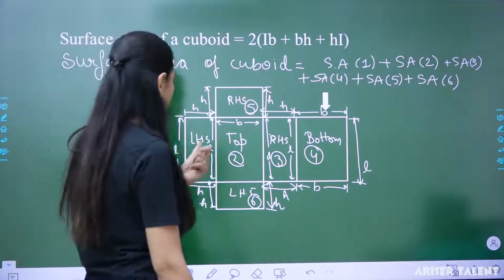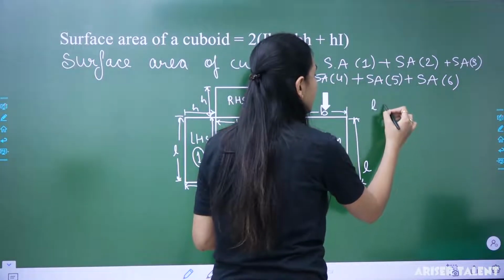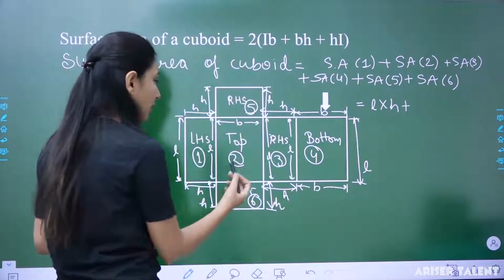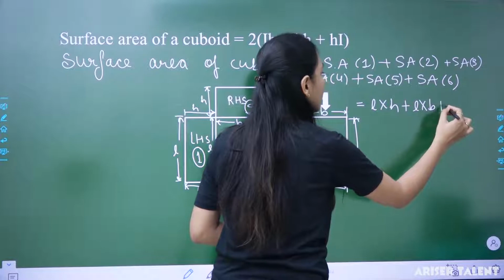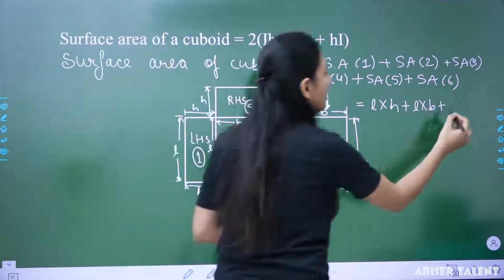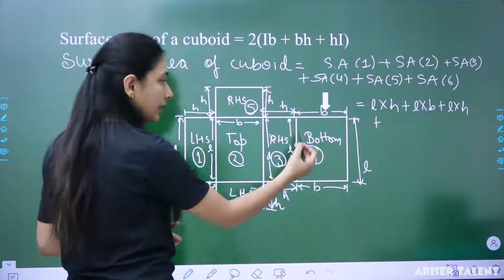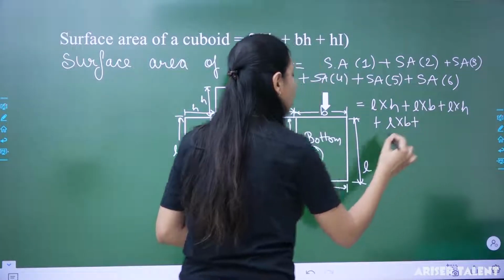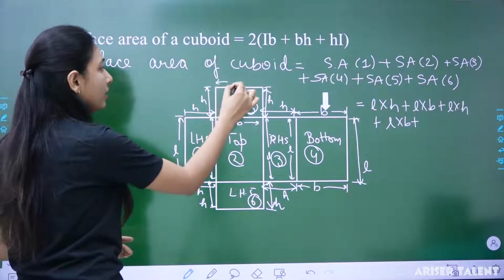The first one is this, L, length multiplied by height. So first is length multiplied by height. Okay. The second one is length multiplied by width. The third one is length multiplied by height. The fourth one here is L and B, L multiplied by B. Then the fifth one is height multiplied by width.